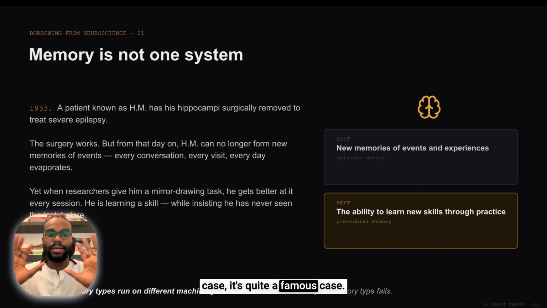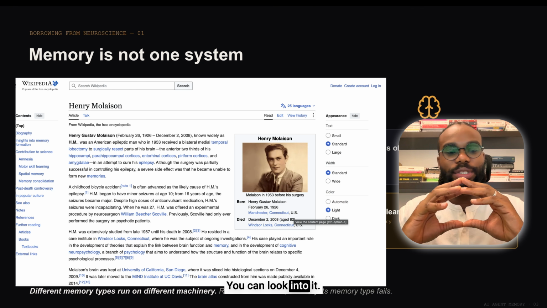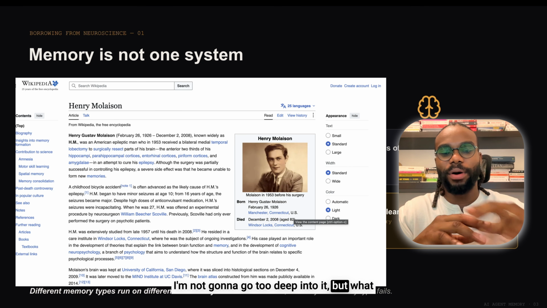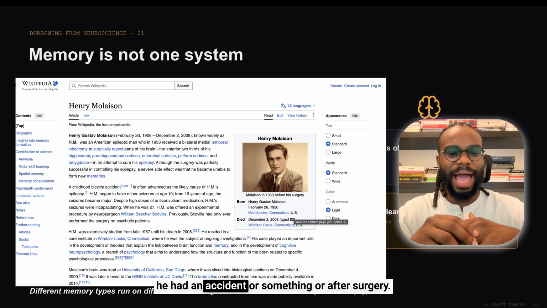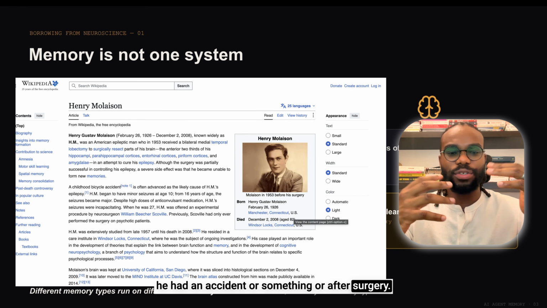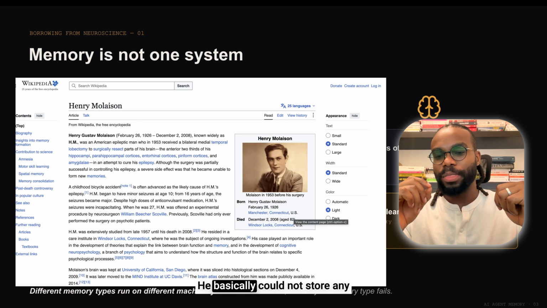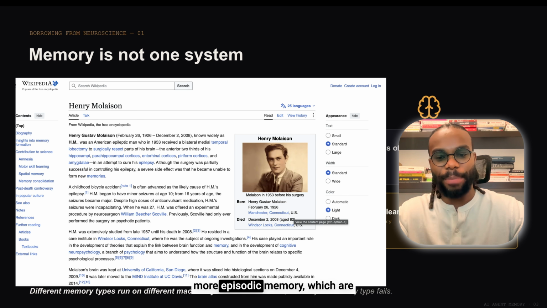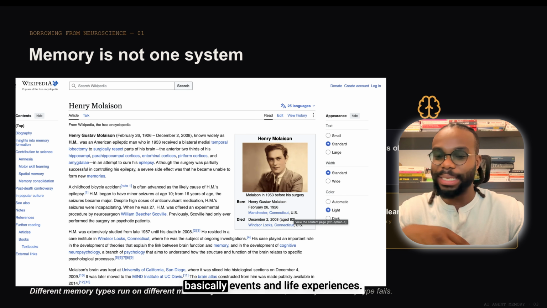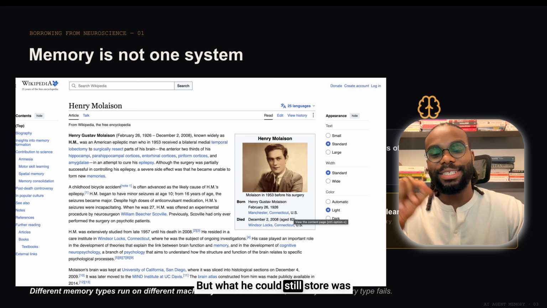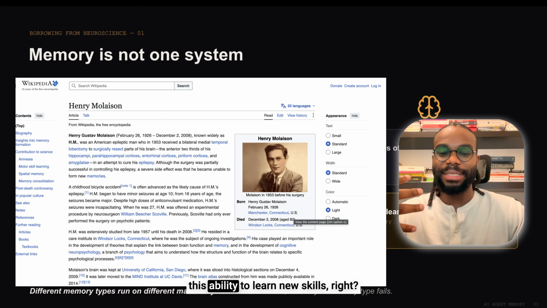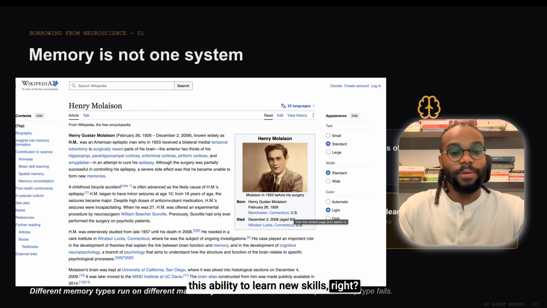It's quite a famous case. He has a wiki page. You can look into it. I'm not going to go too deep into it, but what basically happened is there was this man who, I think, had an accident or something, or after surgery, he basically could not store any more episodic memory, which is basically events and life experiences. But what he could still store was this ability to learn new skills, right?